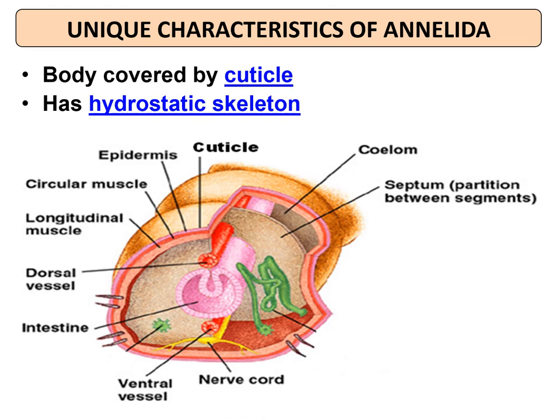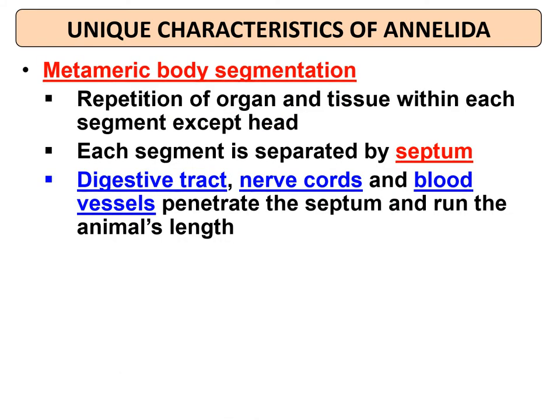Body covered by cuticle, sebab dia growing in the soil, and they also have a hydrostatic skeleton. One thing special about Annelida is they have metameric body segmentation. Kena ingat ini kalau kena cerita tentang dia punya unique characteristic. Annelida has metameric body segmentation. Ataupun kalau ada soalan objektif yang berkaitan dengan ciri-ciri unik Annelida, metameric body segmentation is very unique towards Annelida. Maksudnya, repetition of organ and tissue within each segment except head.